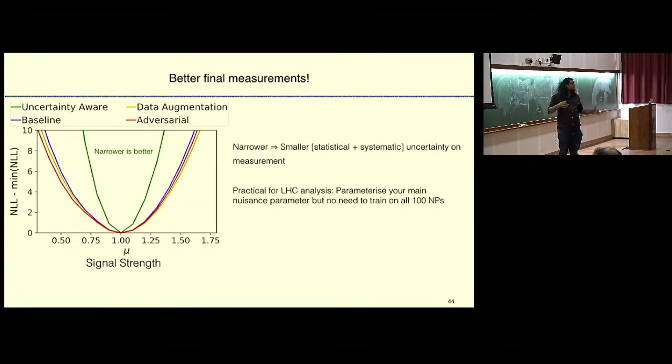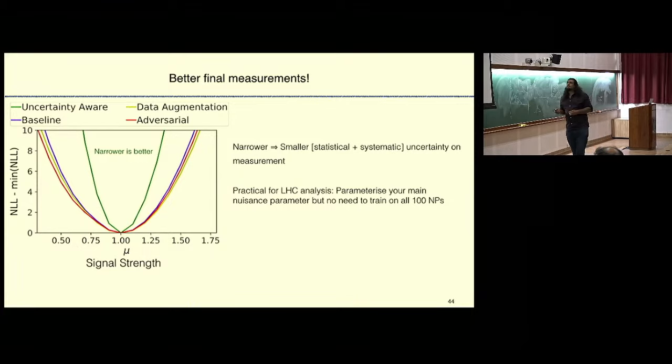This is a typical negative log likelihood curve. They're always on the Asimov data set, which is the representative data set. They always minimize at the true value. So what you actually care about is the width of this parabola. And the narrower the width, the smaller your final uncertainties will be. This parabola includes both the statistical and the systematic uncertainties.